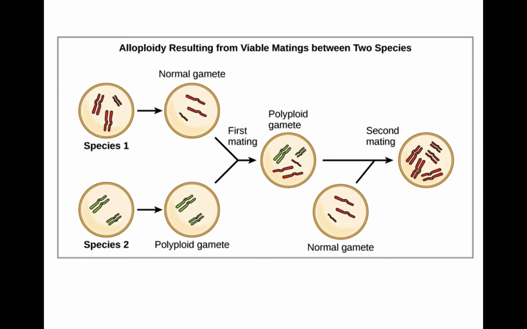And then that polyploid gamete in turn is going to fuse with another normal gamete, and you get another totally new organism that has way too many chromosomes present. So you can see that the new species is totally different from what you started with, species 1 and 2. So polyploidy and non-disjunction is something that happens in plants all the time, and that's one of the mechanisms by which plants evolve.